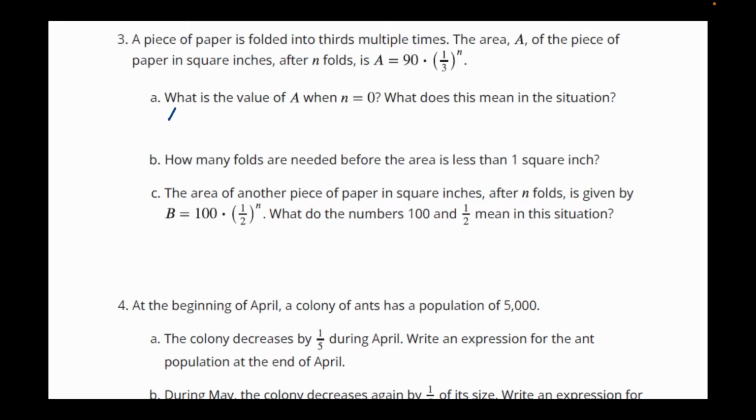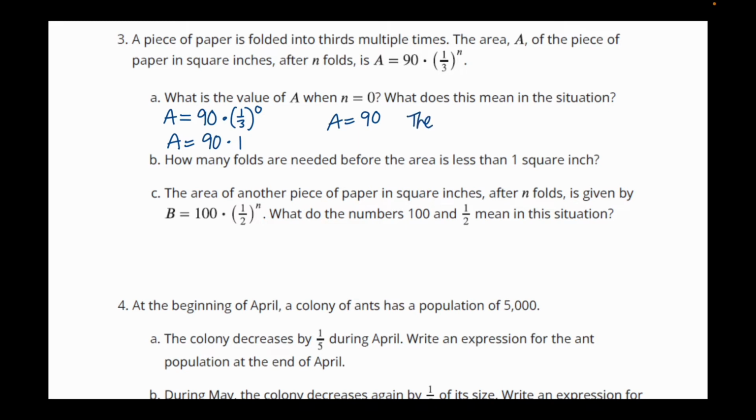Well, lucky for me, let's use my thinner marker here, A, if it's 90 times 1/3 to the power of 0, I know anything to the power of 0 is 1. So this is the same thing as saying A is 90 times 1. So that would mean that the value of A is 90. Now, what does it mean in context? That means the area of the piece of paper before we fold it.